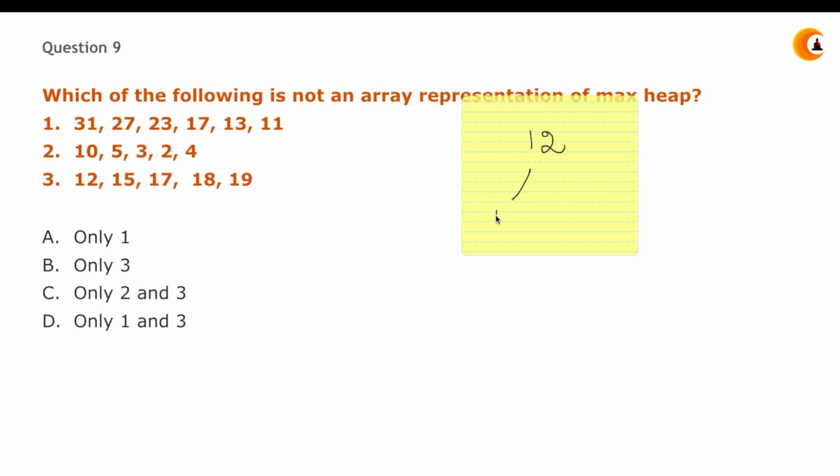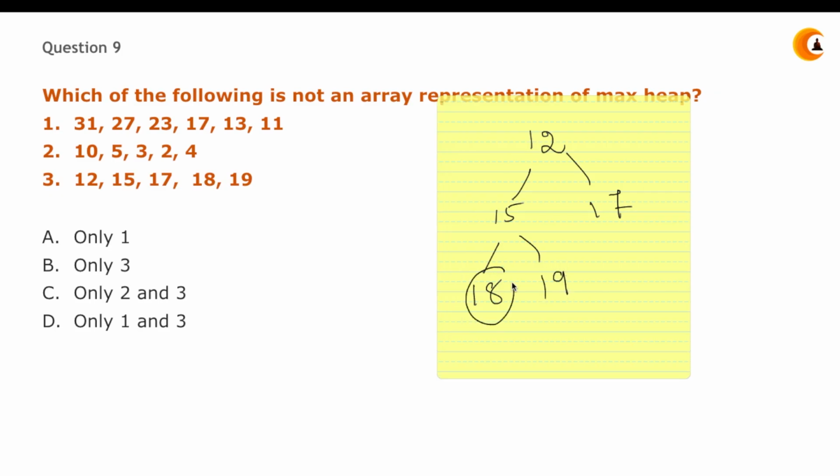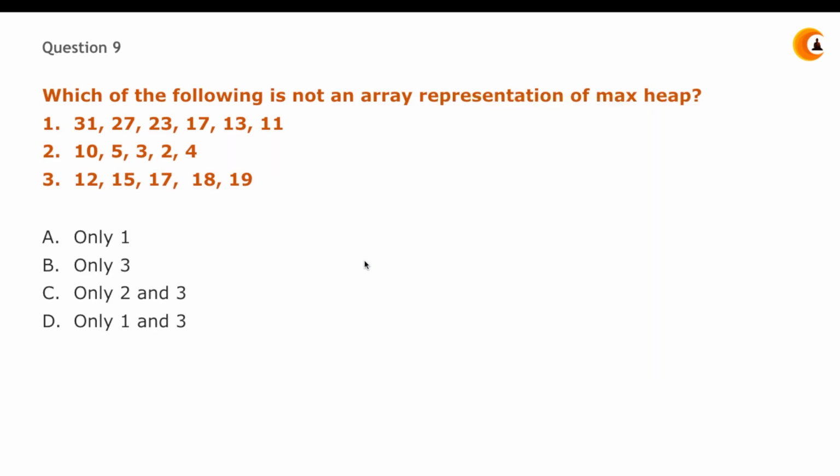So 12, then 15, then 17, then 18 and 19. So here I can see that 18 and 19 are greater than 15. But in max heap, the parent node has to be greater, right? So this is not a max heap. Okay. So which of the following array representations is not a max heap? The answer is option B. Only 3 is not a max heap.